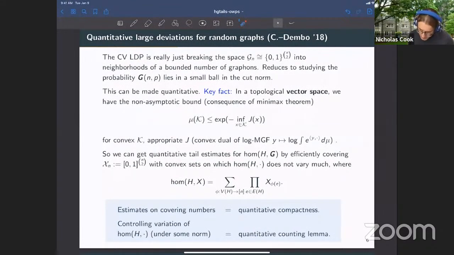So this is basically the summary of the basic approach. What we're extracting from classic LDPs and from the Chatterjee-Varadhan approach is that we'll do compactness and counting lemmas too. We can just do them in a quantitative way. Estimating metric entropy and covering numbers really is just a way of quantifying the compactness of a set. And then we'll be controlling the variation of these functions we're interested in. We need quantitative Lipschitz constants for these under appropriate norms. So that's getting quantitative counting lemmas.